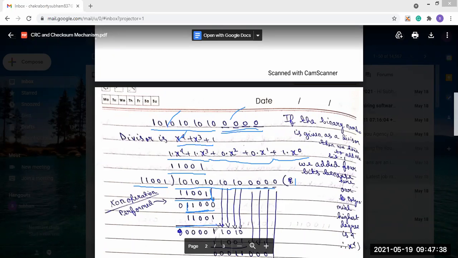Our length is only 1 here, but our divisor is of length 5. So what we have to do? We have to take 4 numbers. So that's why this 1, this 0, then 1, then 0. We take this for making length 5. After that, again 1 1 0 1 1 0 0 1 into 1. So the operation which we will see is 1 1 0 0 1.